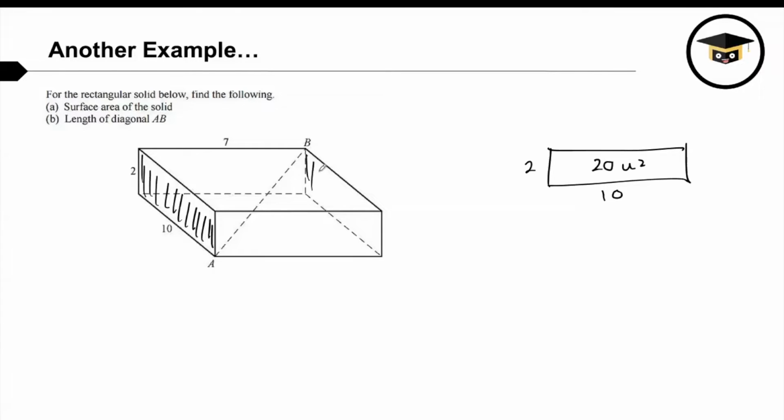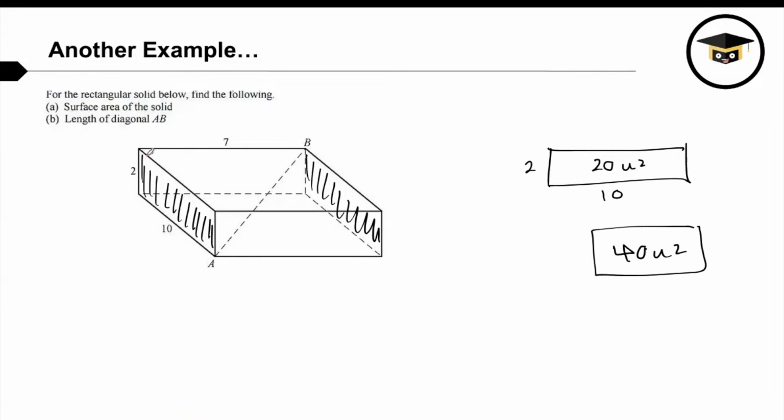That's going to be the exact same as this face over here. So altogether, we have 40 units squared. Units just means, because we don't have the units, we don't know if it's centimeters or meters or whatever, so I'm just letting it be units squared. So we've been given 40 units squared from these two black faces.